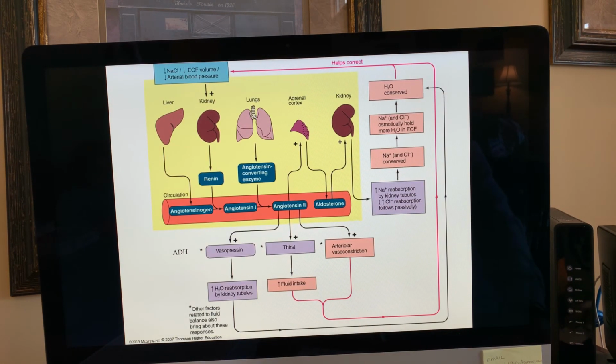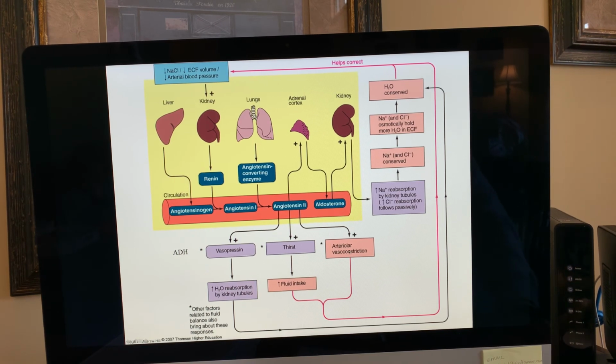This is another diagram showing the renin-angiotensin system. Again, in response to low blood pressure, renin is produced. Renin then enters the bloodstream where it meets up with angiotensinogen, which was produced by the liver, and it cleaves it into angiotensin 1, which then goes to the lungs, comes in contact with angiotensin converting enzyme, causing angiotensin 2 production. Angiotensin 2 being the most potent vasoconstrictor.